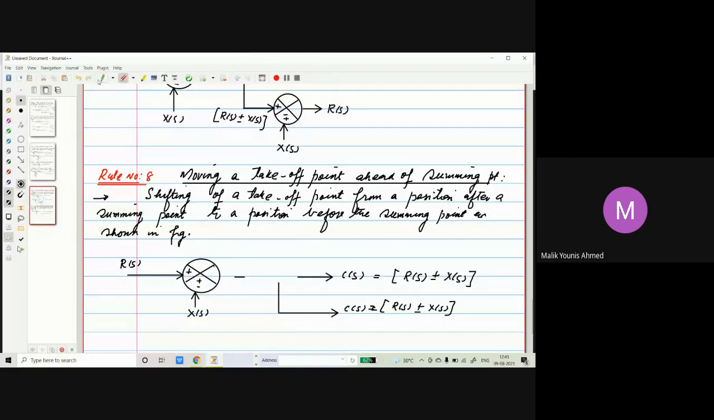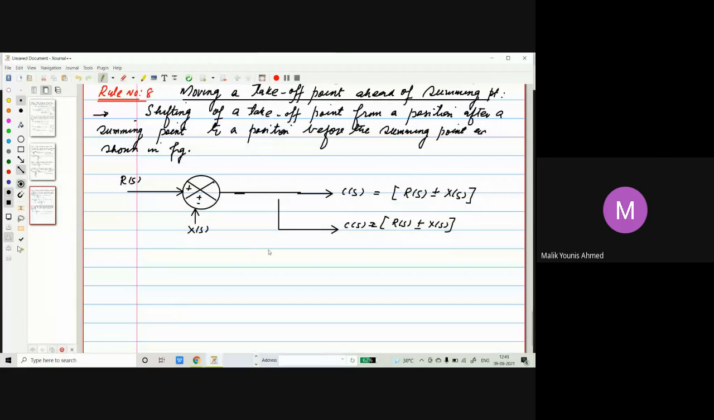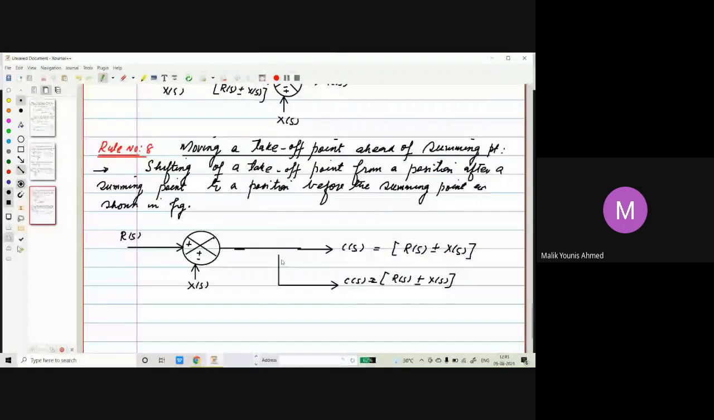Okay, so in both cases output is same, so value has to be same. So this is the value. Okay, this is the actual. What we have to do, pick a point.